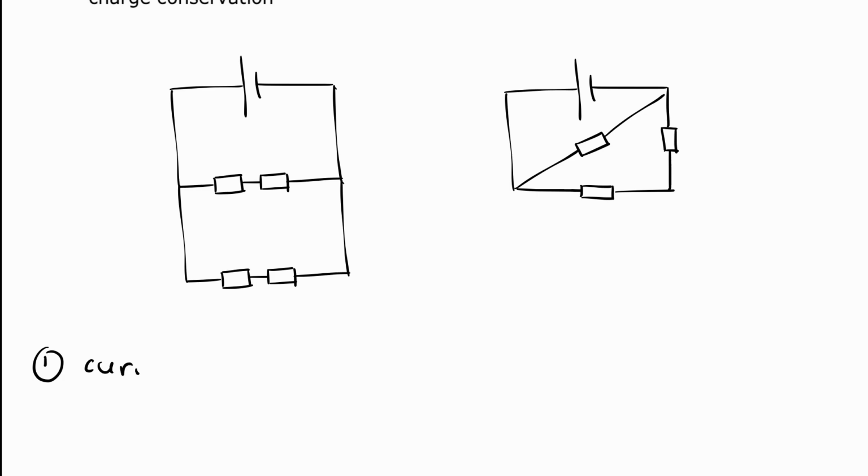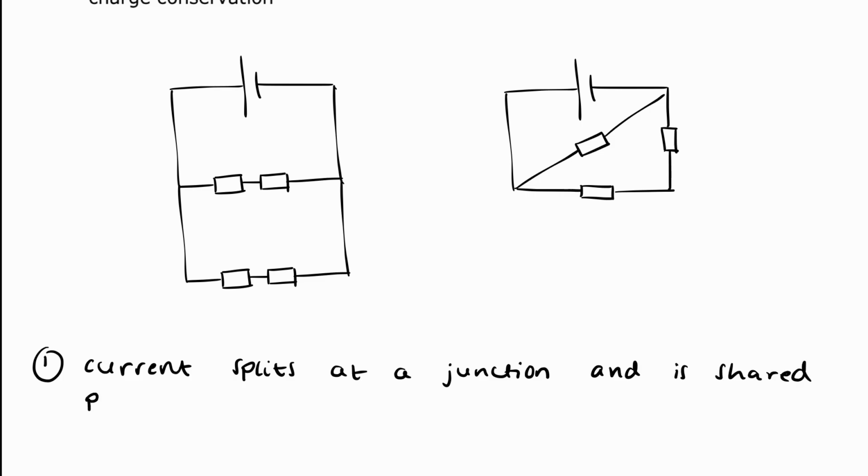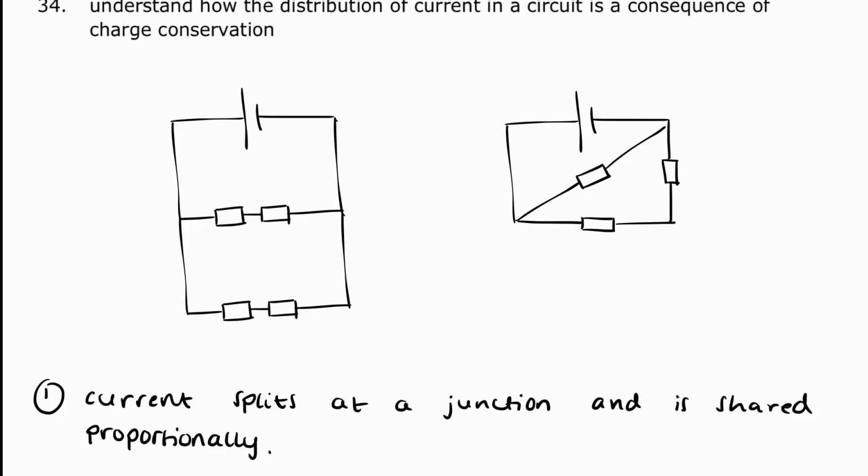So to do this, I've got two parallel circuits and I'm going to go straight into the first rule, and that's that current splits at a junction and is shared proportionally. Now let's look at what I mean by that.